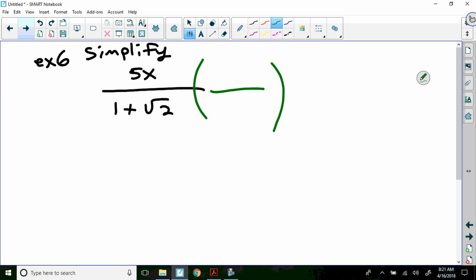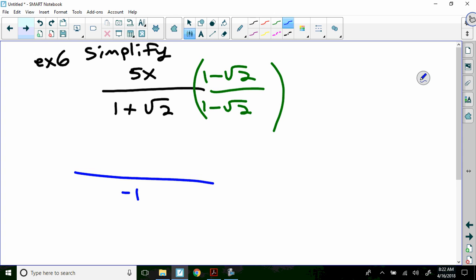So what's that going to look like? 1 minus rad 2 over itself, right? Cool. So let's see what happens. Let's go straight to the denominator. The denominator is going to be 1 times 1, or 1, minus rad 2, plus rad 2, minus rad 2 times rad 2, minus rad 4, or minus 2. So 1 minus 2 is negative 1 in the denominator.